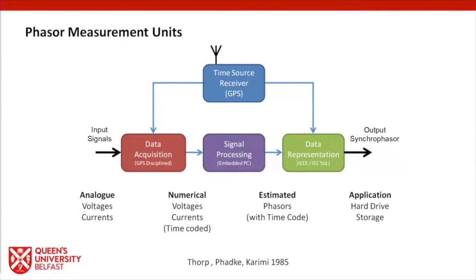Crucially, this whole process is disciplined by a time source receiver, very often using GPS. In fact, almost exclusively in my experience, PMUs will use GPS as their time source. And the benefit of that is that our synchrophasors are now disciplined to a common time signal across the entire grid, and we can usefully compare phasors taken at different points across the grid.